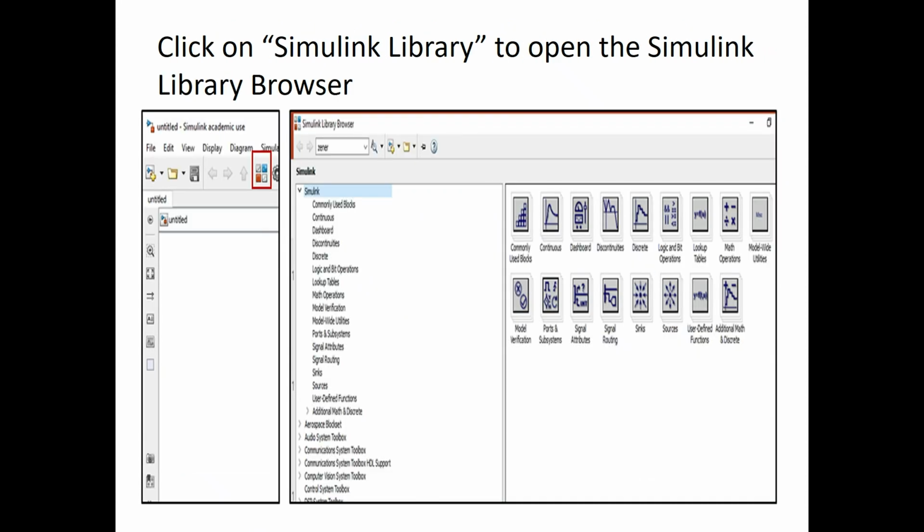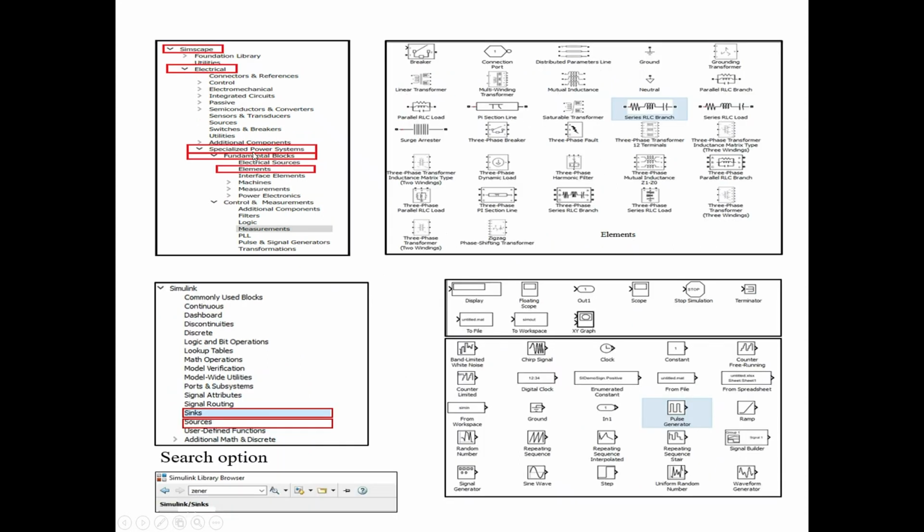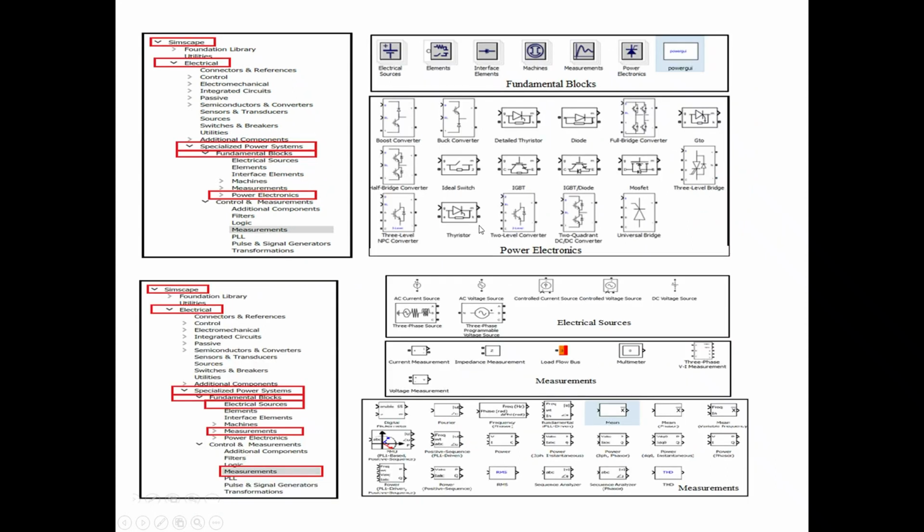Now click on Simulink Library. This is the Simulink Library, to open the Simulink Library Browser. Now in power electronics, this is the path. First select Simscape. Under Simscape, Electrical. Under Electrical, Specialized Power Systems. Under this, Fundamental Blocks. If you select Fundamental Blocks, these are the fundamental blocks. In this, powergui, power electronics blocks, measurement blocks, elements blocks, electrical sources blocks.